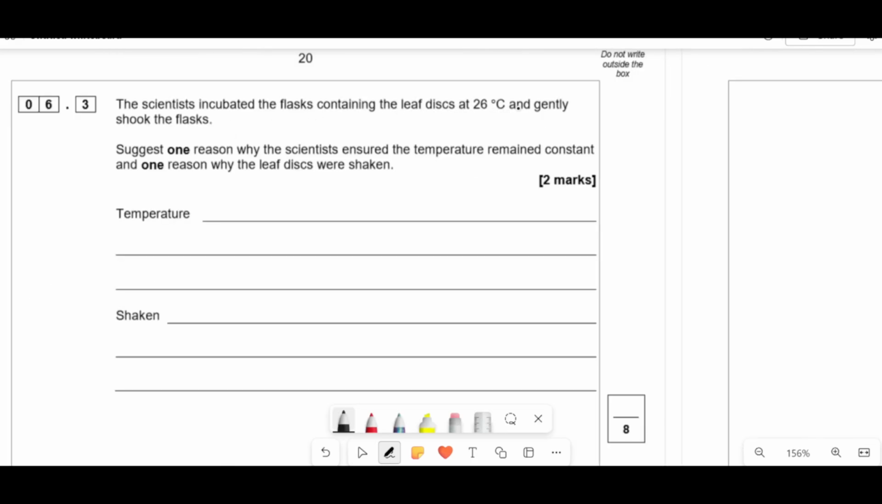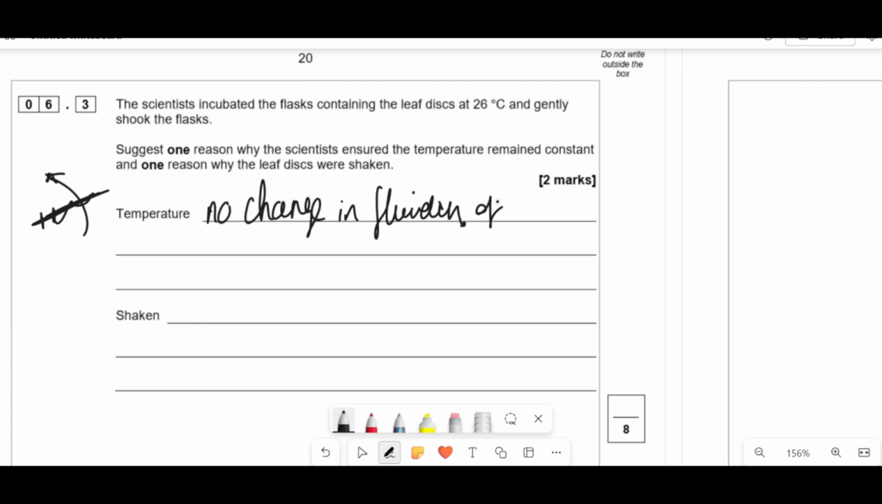So scientists incubated the flask containing them at 26 degrees and then gently shook them. Suggest why they ensured the temperature remained constant and then why they were shaken. So with temperature, they're keeping it constant because they're looking at how much the cell membrane is getting battered by the 2,4-D, which means stuff's going to leak out. Now, if they have a really high temperature or cold temperature, it's going to get more or less fluid, and it's going to affect its permeability. So then the temperature is controlled, so you have no change in the fluidity of the phospholipid bilayer.